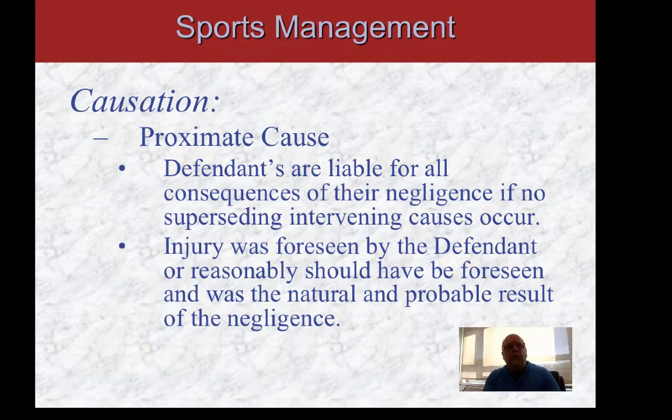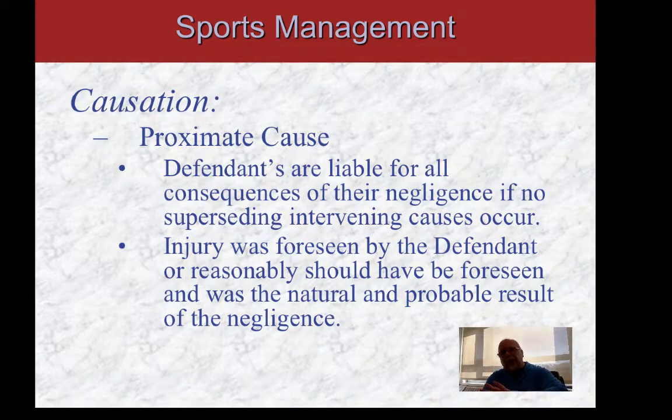The second is proximate cause. This is a little different. Defendants are liable for all consequences of their negligence if no superseding intervening cause occurred. All right? So let's say the same car runs the red light, hits the car. Well, but for the defendant's negligence, the first car wouldn't have been hit.